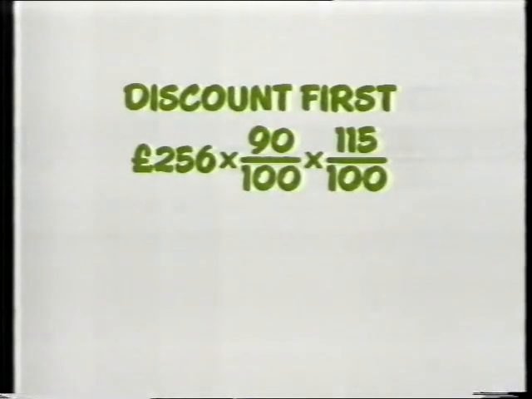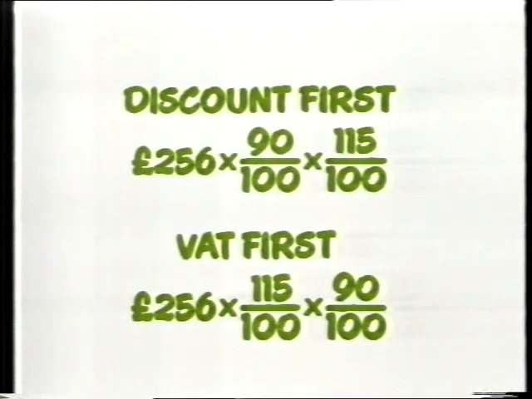Well, let's write down what we did in our original calculation. To calculate the discount first and then add the VAT, we did this. £256 times 90 hundredths, that's the discount, times 115 hundredths, that's the VAT. And to do it the other way, we did this. £256 times 115 hundredths times 90 hundredths. And clearly these are both the same. And now we know why it works, and we can just use the rule. Percentages can be combined in any order because you can multiply in any order.